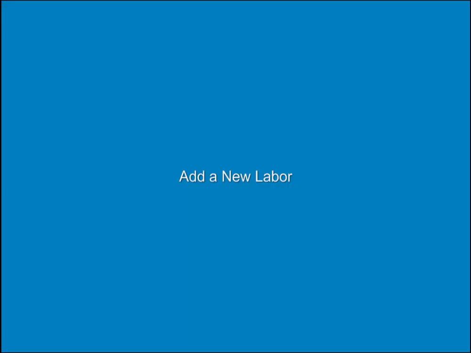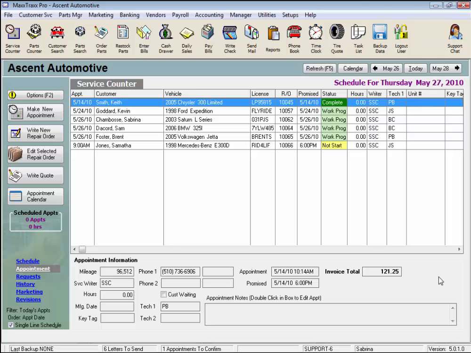Add a new labor. MaxxTraxx comes preloaded with labor services you can use and edit as needed, but as you use this system, you'll be creating many more. Let me show you how.